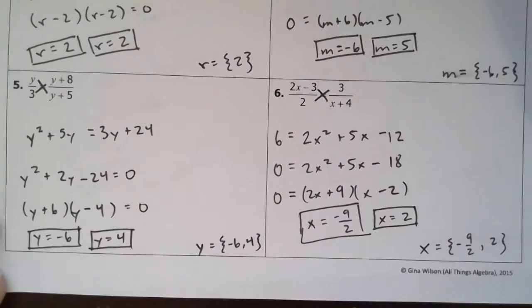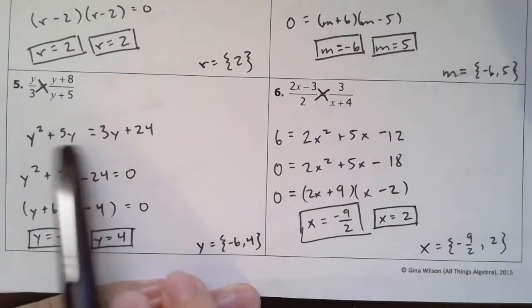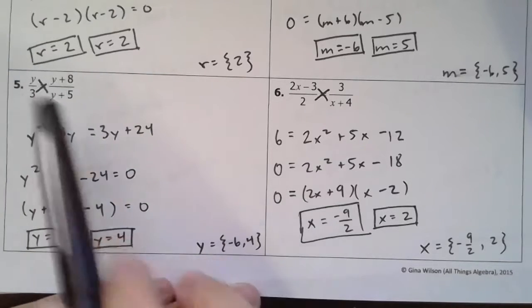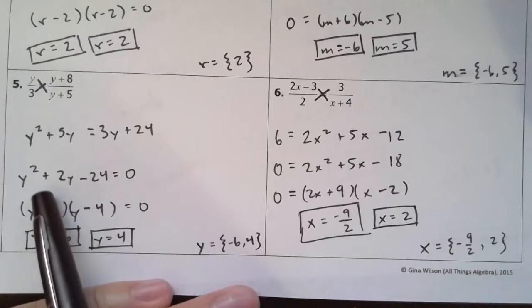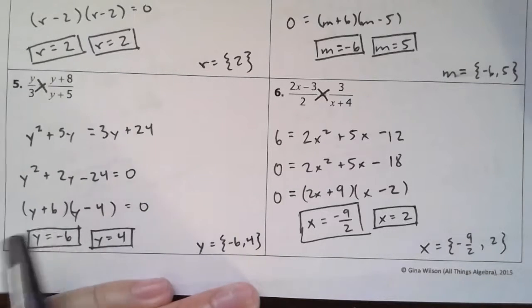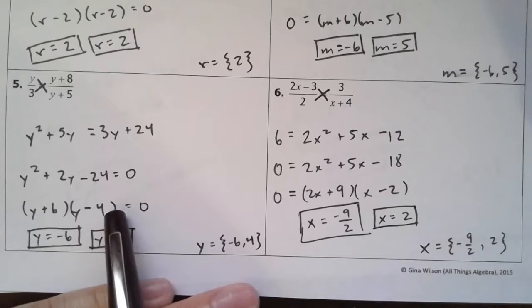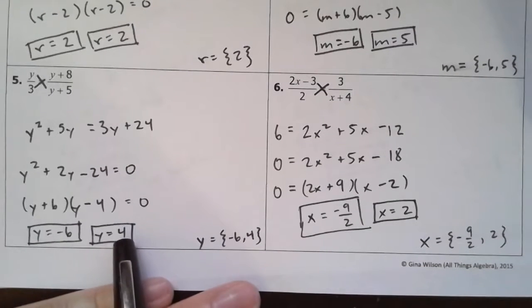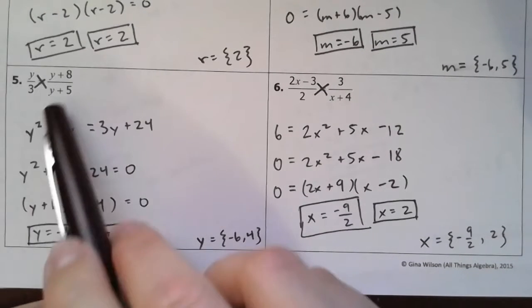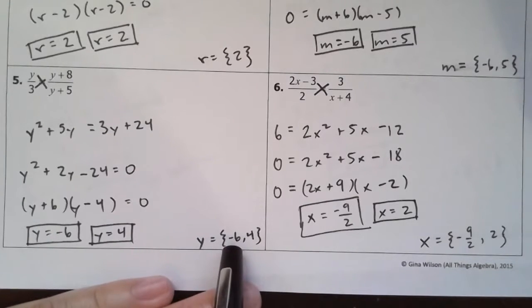For number 5, I cross multiply. y times y plus 5, I get this here. y plus 8 times 3, I get this here. Okay, and then I send everything to one side, and I got this here. I factor this, I get y plus 6 times y minus 4. And then my two solutions would be y is equal to negative 6, y is equal to 4. And then they both check out, okay, because you don't get 0. So then that's my solution set.